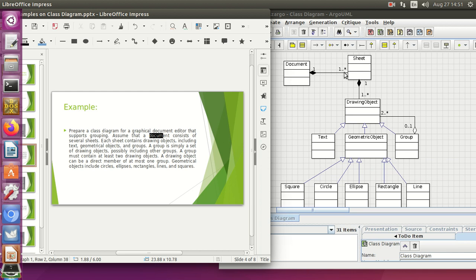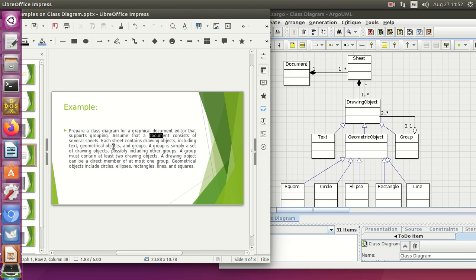Again, each sheet contains drawing objects. That means there is a relationship between these two classes, and that relationship is a composition relationship. Again, the sheet is composed of a number of drawing objects. One sheet has one-to-many multiplicity, and again a composition relationship is there between these two classes.